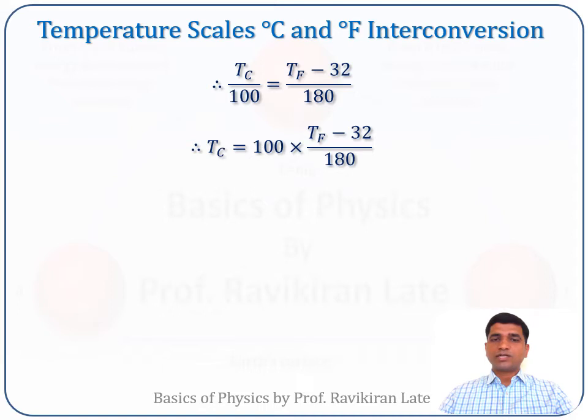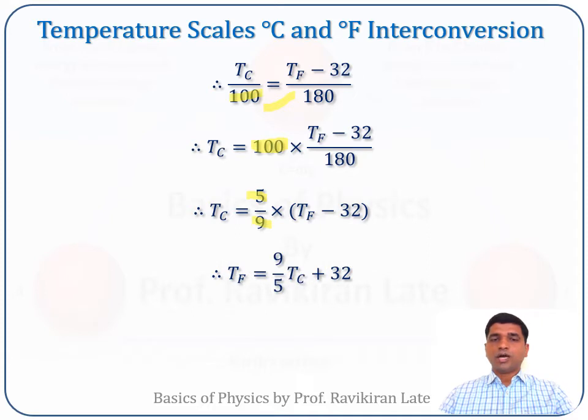If I transfer this 100 from this side to the other side, it will multiply on that side, and if you further simplify 100 by 180, it will be nothing but 5 by 9 into (Tf minus 32). So you have a conversion relation between degree Celsius and degree Fahrenheit, that is given by Tc is equal to 5 by 9 into (Tf minus 32).